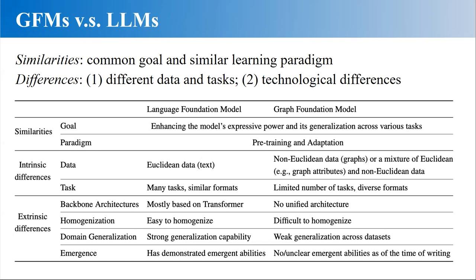As we have said, the large language model handles language data, which has a sequential structure, while the graph foundation model handles graphs, which have a non-sequential structure. And the large language model handles language tasks, which are many but with the same formats. The graph foundation model has only three types of tasks, but with totally different formats.